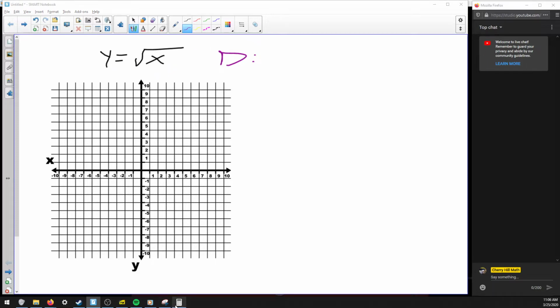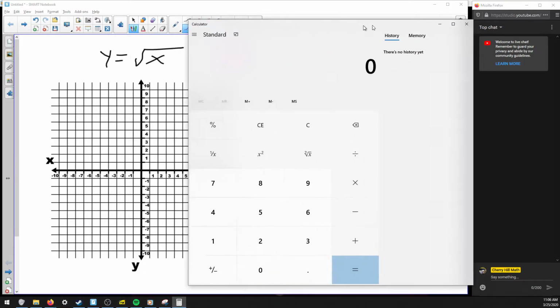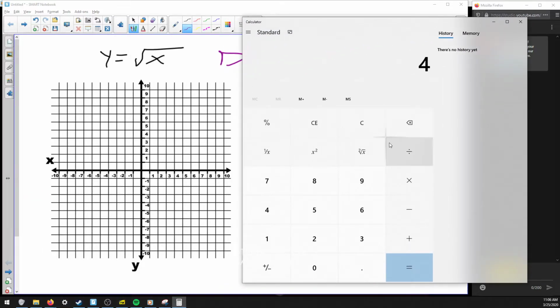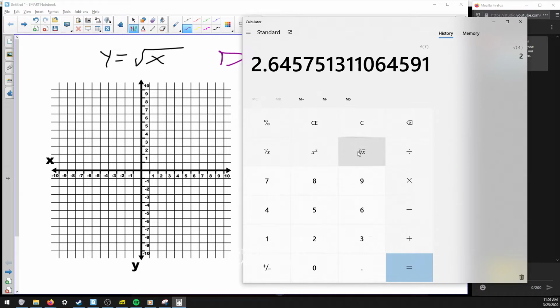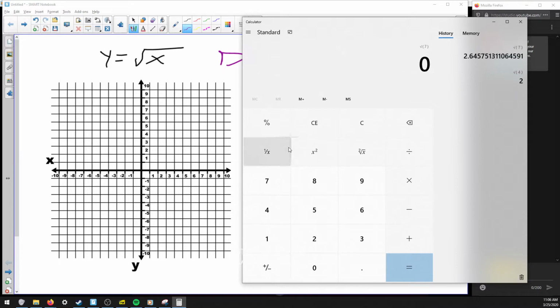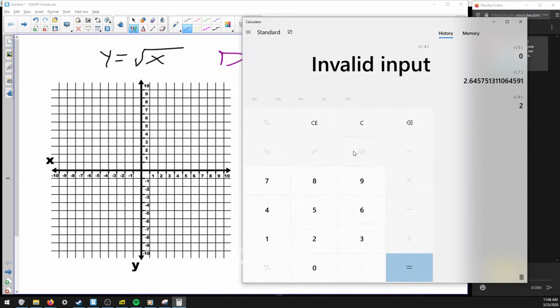I'm going to bring my calculator up real quick. If I type in 4 and hit the square root button, I get an answer. If I type in even a number that's not a nice square root, I get an answer. If I type in 0 and hit the square root button, I get an answer. It doesn't look like it, but it's still 0. Then if I do something that's negative, we know there's usually an imaginary number involved, but on a calculator, it's just going to say invalid input. You can't square root negatives.